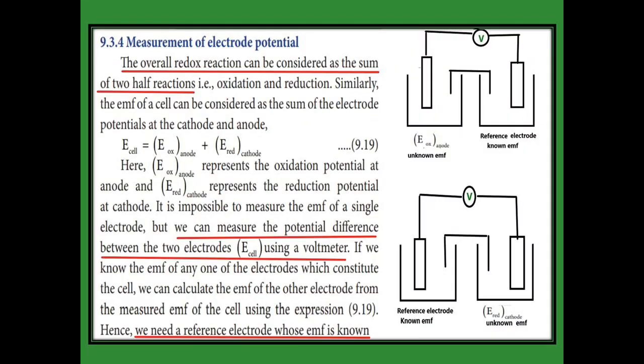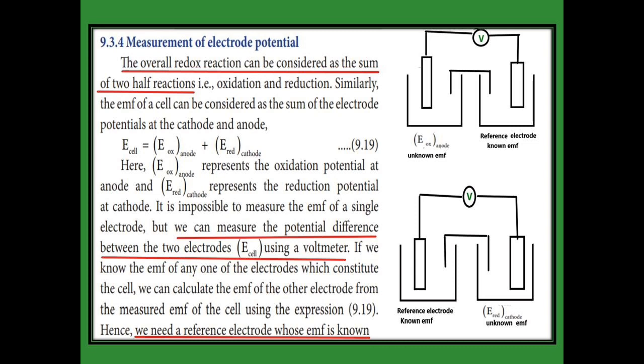In a galvanic cell, there are two half-cells. One is the anode, the oxidation half-cell, and the other one is the cathode, the reduction half-cell. Then we find out the EMF of that cell through the voltmeter together only. In equation 9.19, that formula is given. The EMF of the cell is equal to the sum of the EMF of the anode cell plus the EMF of the cathode cell. Together only we can find out. We can't find any one of the half-cells alone.